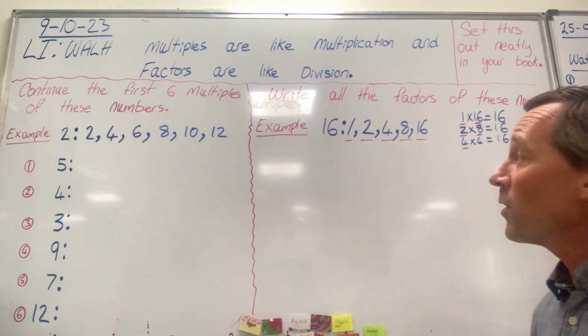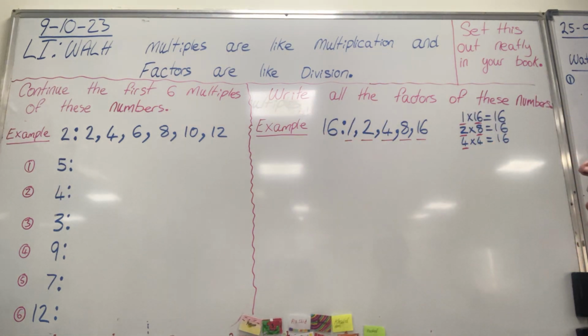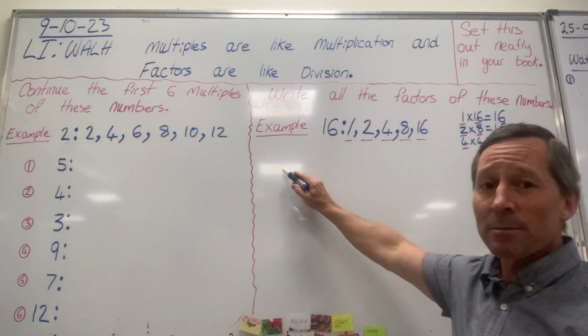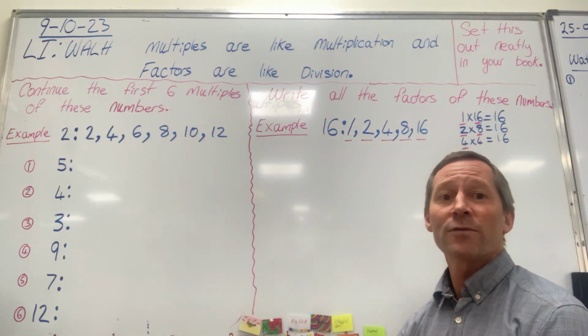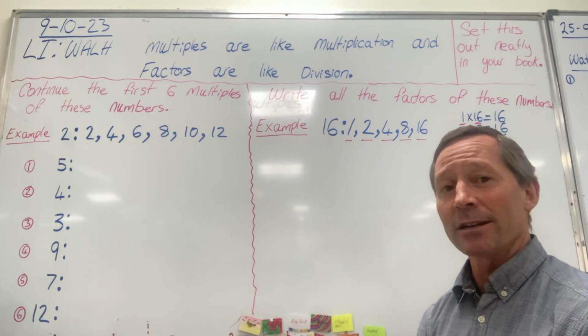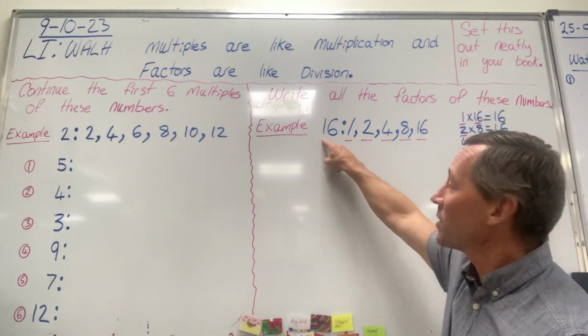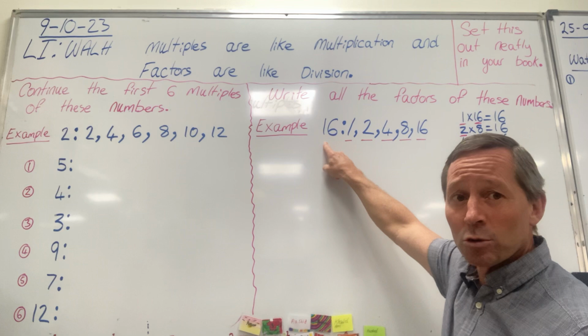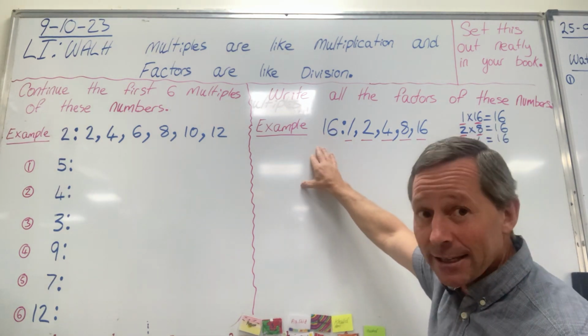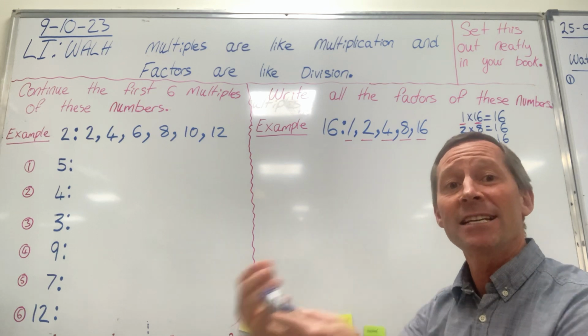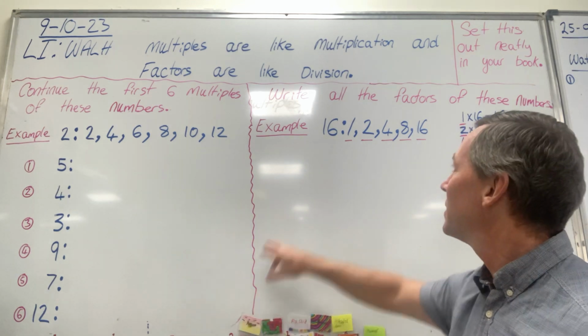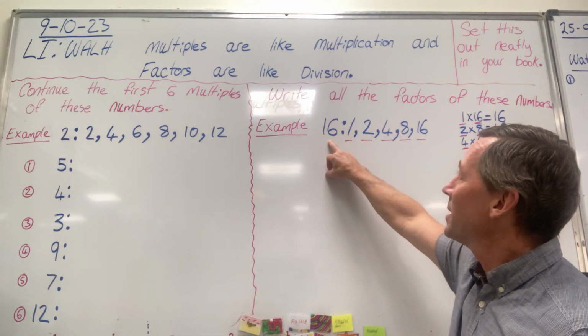Over this side, we've got to write all the factors of these numbers. So I'm going to put some numbers here. So factors are the division. So what fits into a number evenly? So here's an example. I've got 16. So the multiples, the factors, what fits, F for factors, F for fits into 16. So think of that. So here's 16.